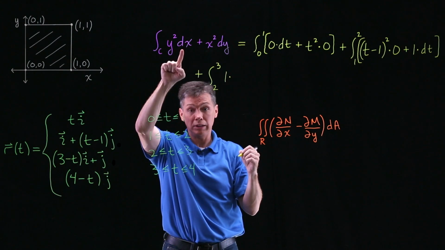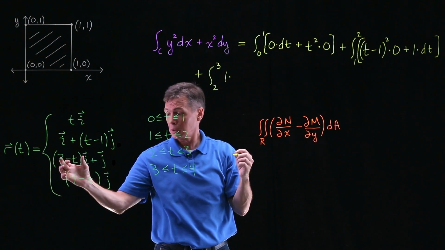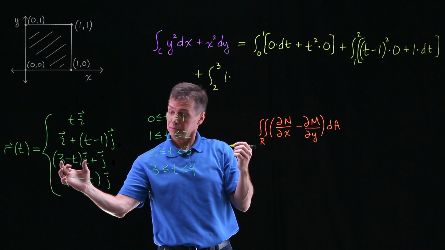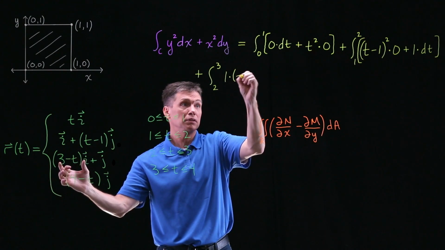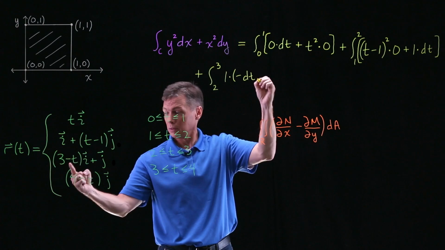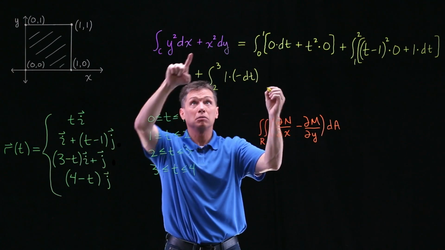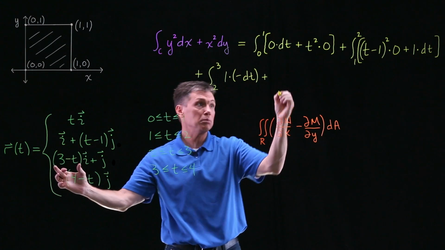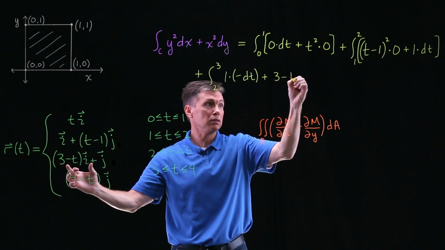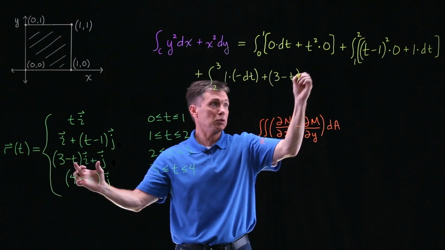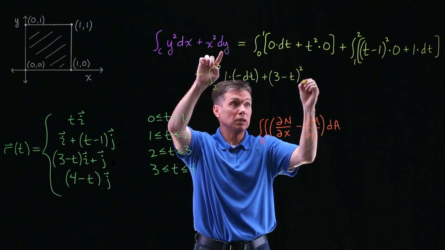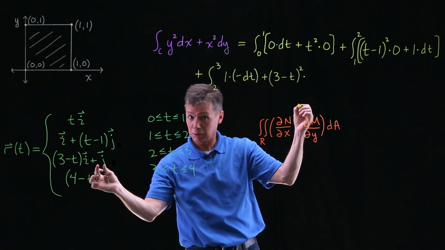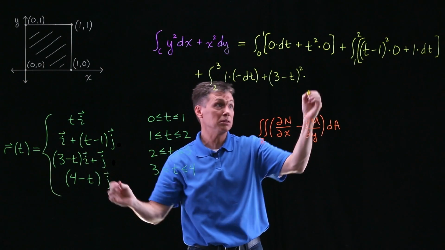Multiply by the dx. I'm looking for the derivative of the y expression, sorry, the x expression, the i. And the derivative here is going to be a minus dt, because that t is negative. And then plus x squared. So I'm squaring the 3 minus t. And multiply that by dy. dy comes from the derivative of the j component. The component is 1, so the derivative is 0.